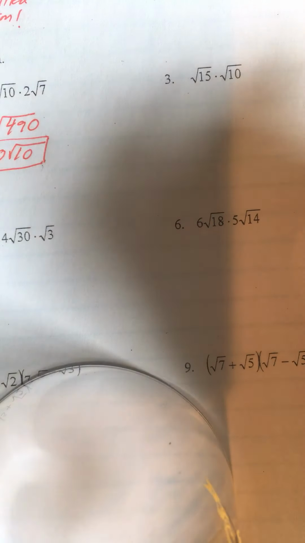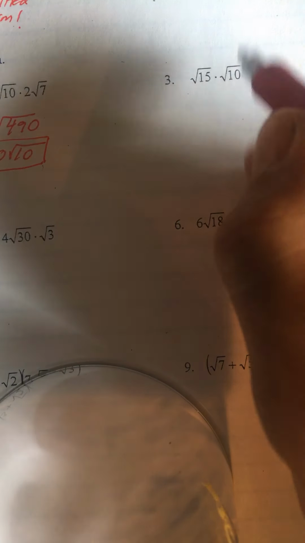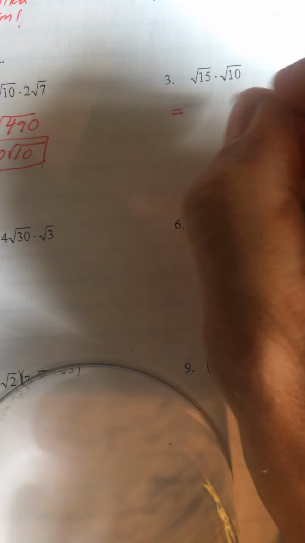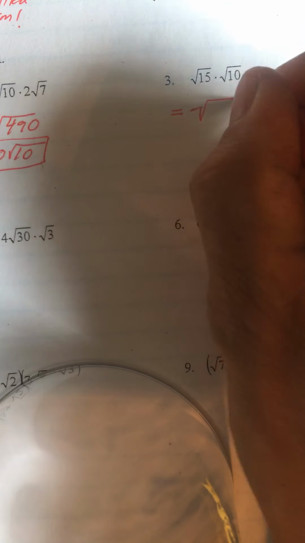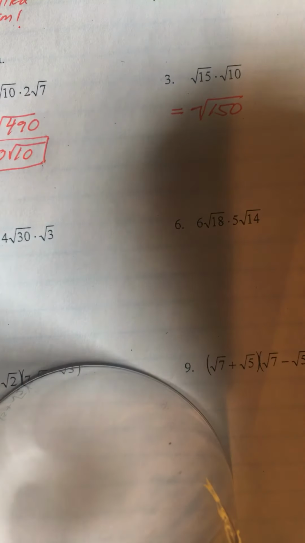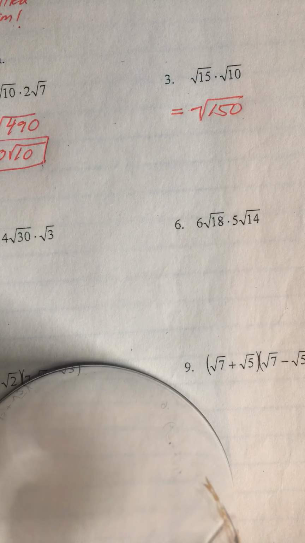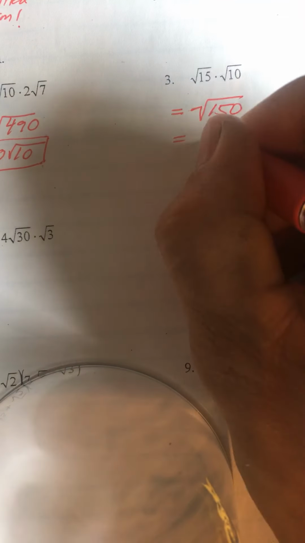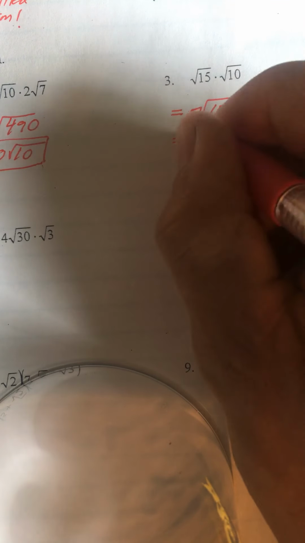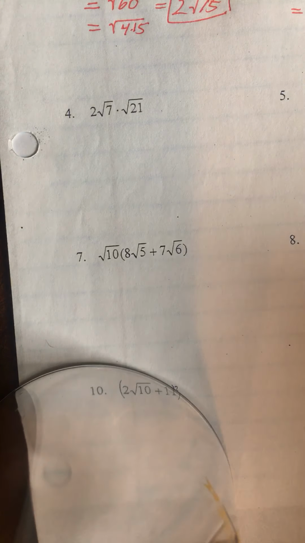Okay. So that's the rule. 1 times 1 is 1, so I won't write that. But 15 times 10 is 150. The greatest perfect square that goes into 150 is 25. 25 goes in 6 times, so this becomes 5 root 6. Very important skill. This comes up a lot.